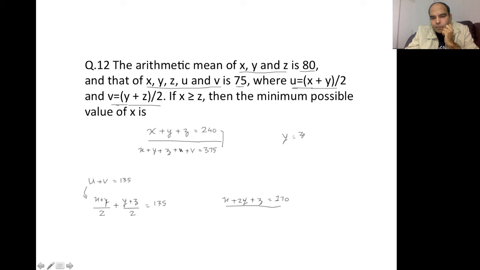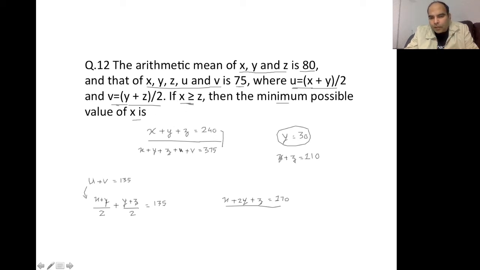And if the value of y is coming out 30, then it means that the value of x plus z is 210. The value of x plus z would be 210. And with this value of x plus z, the question is asking, if x is greater than or equal to z, then what is the minimum possible value of x?